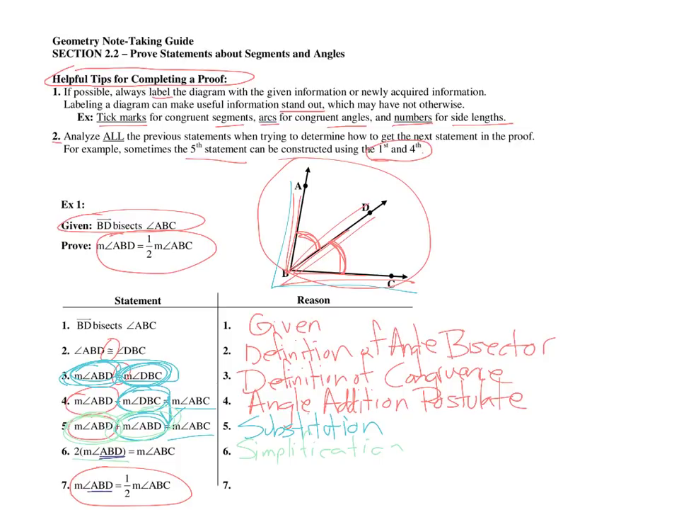Then we have measurement of ABD is equal to half of ABC. So what happened to the 2 here? Well, they divided by 2 on both sides. So they used the division property. And then we end up with what we're trying to prove. Let's do some more examples.